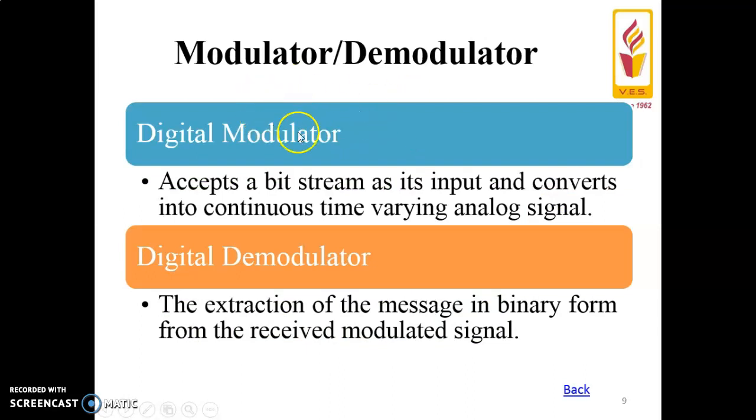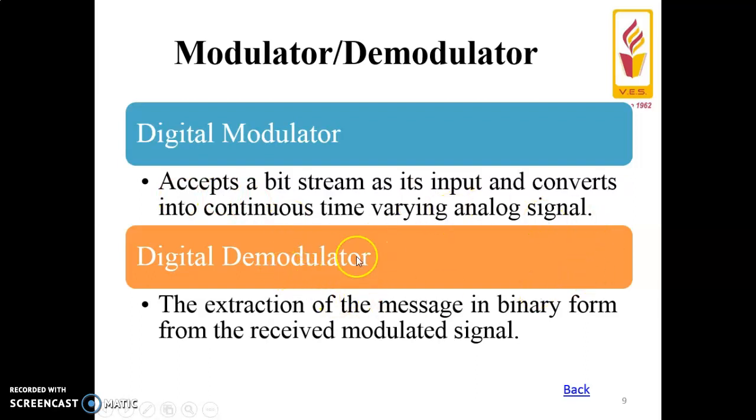Now we use a digital modulator, where the modulator input is in the form of a digital signal, so we call it a digital modulator. The basic function of the modulator is to convert the information signal into a high frequency carrier signal. So it accepts the bit sequence at its input and converts it into a continuous time varying analog signal, which becomes compatible to the communication channel. Basically, your digital modulator's function is to make the information signal compatible to your communication channel.